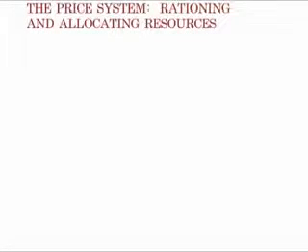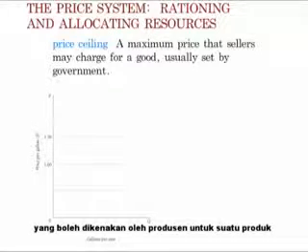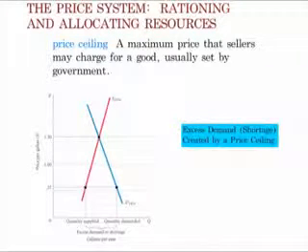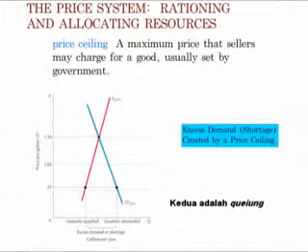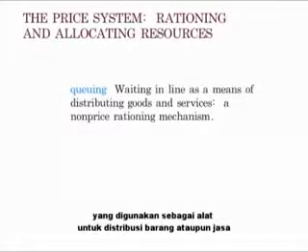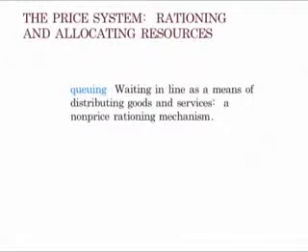First of all is the price ceiling. What is a price ceiling? A price ceiling is a maximum price that sellers may charge for a good. This mechanism is usually set by government. Second, queuing. Queuing is a waiting line as a means of distributing goods and services. This is a non-price rationing mechanism.